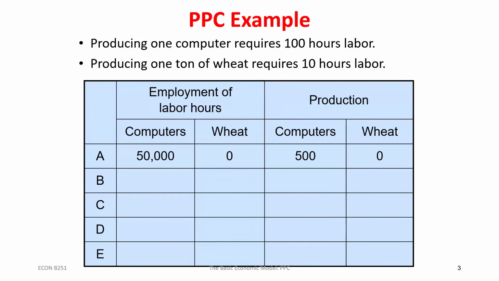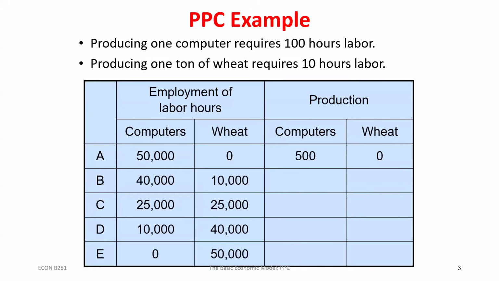Well, if I have all this technology, but my people are starving, is that a good thing for society? Probably not, right? So what if I wanted to take some of my labor hours and put them towards wheat production? Well, I could go through these different combinations, and if I put 40,000 hours towards computer production, I could take 10,000 of those hours and put them towards wheat production. I could then take those labor hours, 40,000 divided by the number of labor hours for one computer, 40,000 over 100 gives me 400 computers.